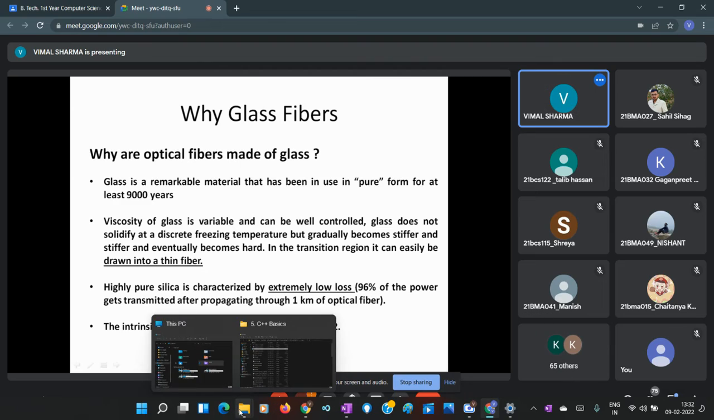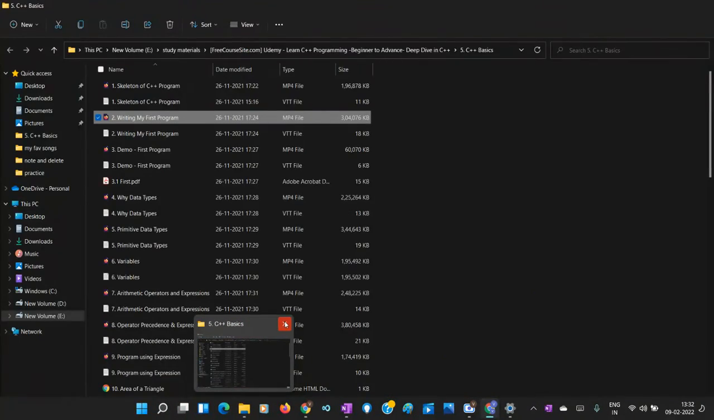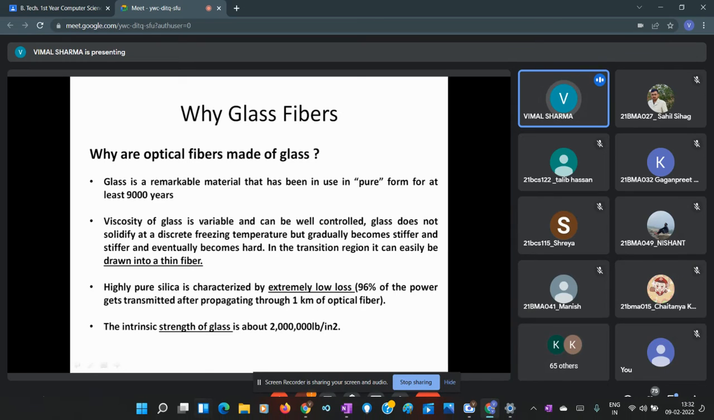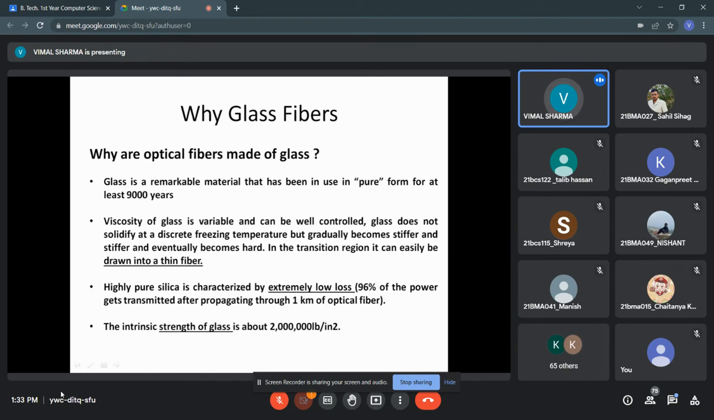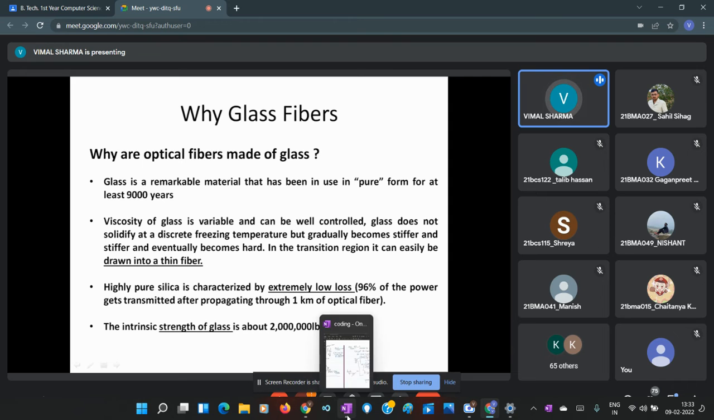And the internal absorptions are low, so silica will not absorb the light, and it will allow light to propagate without attenuation or without any loss. So extremely low loss is given, some figure is given: 96% is transmitted, sorry, it is not lost, transmitted after propagating through 1 kilometer of the fiber.